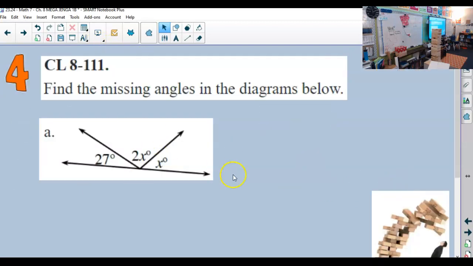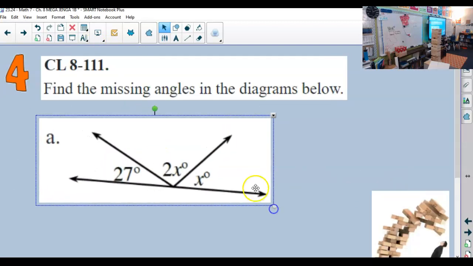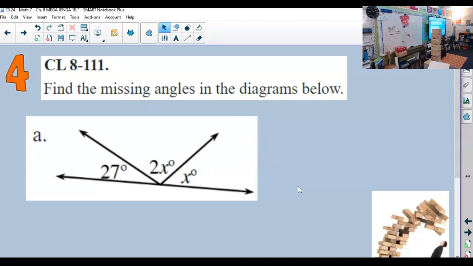Number 4. Find the missing angles, which will take you finding x.